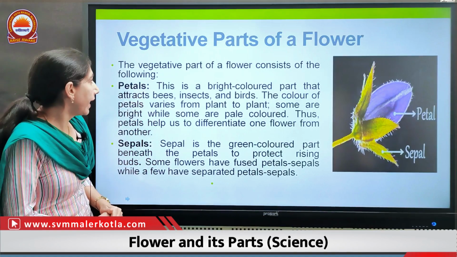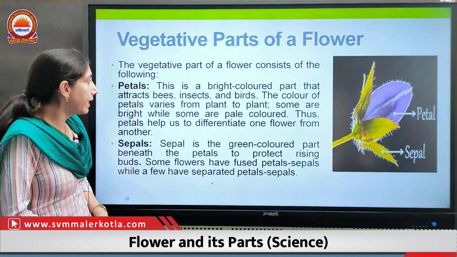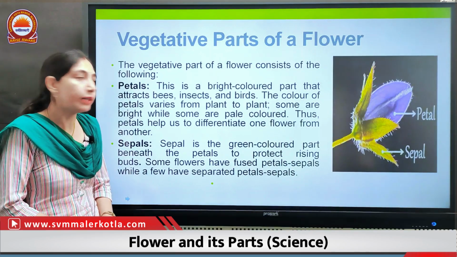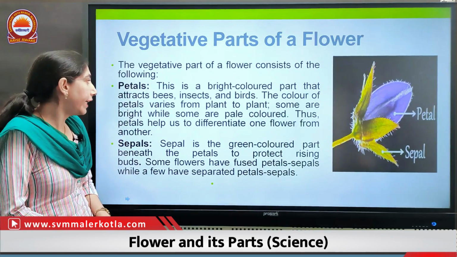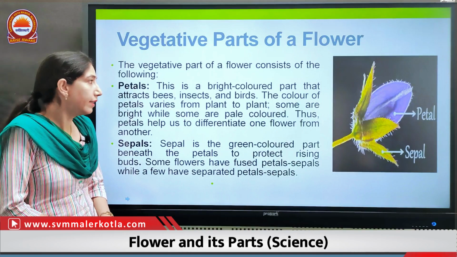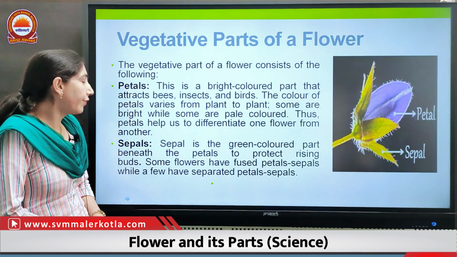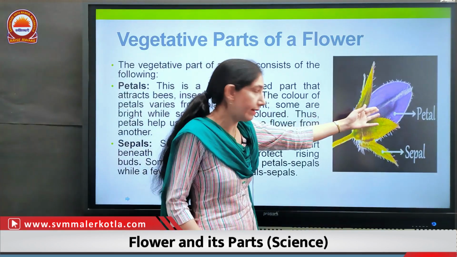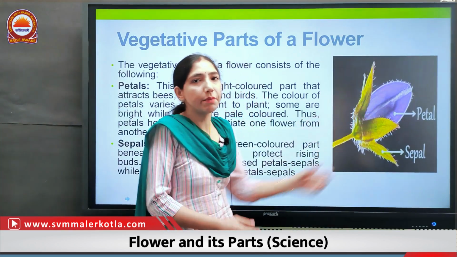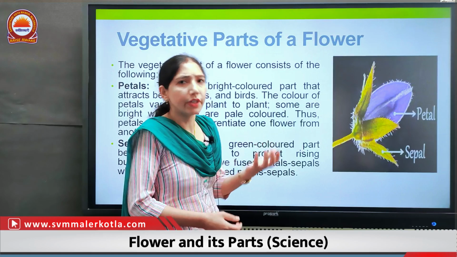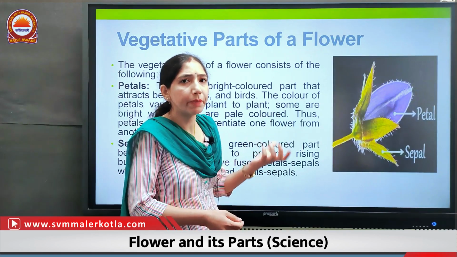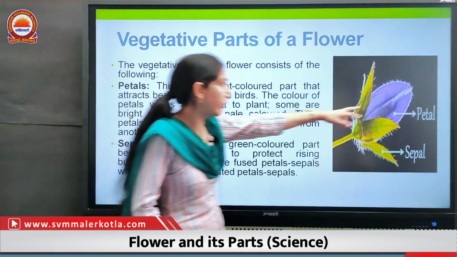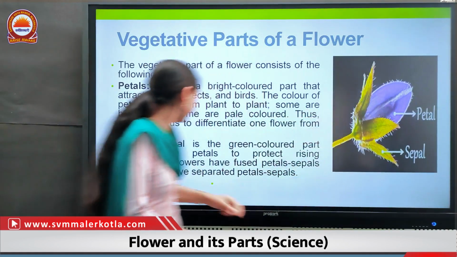Petals. This is a brightly colored part that attracts bees, insects and birds. The color of petals varies from plant to plant. Some are bright while some are pale colored. Thus, petals help us to differentiate one flower from another. Here we can see the petals. Petals are not the same in every flower. Some have white petals, some have pale petals, and some purple or any other color. Petals differentiate one flower from the other.